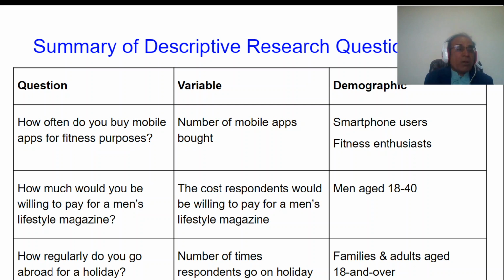Next question is: how regularly do you go abroad for holiday? The variable is the number of times respondents go on holiday, and the demographic information is families, adults aged 18 and over. I hope now you will be able to construct the research question for your thesis and your dissertation.